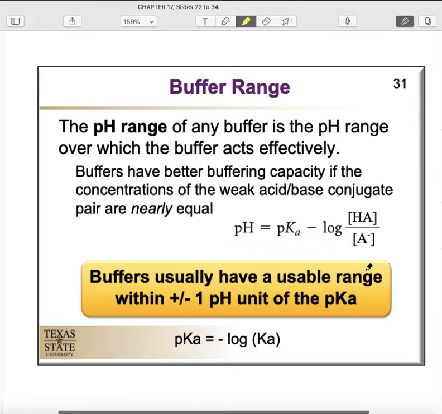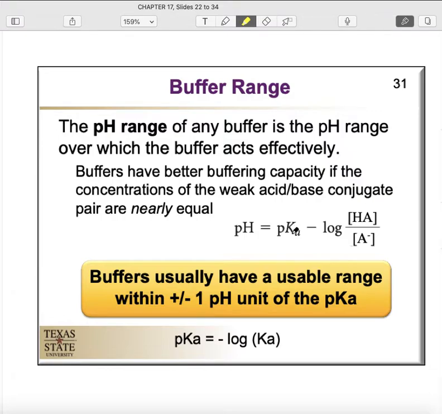Now, the second thing that we mentioned that is important for the effectiveness of the buffer is the buffer range. Buffer range is the pH range within which the buffer is effective. The buffers have better buffering capacity if the concentrations of the weak acid and the conjugate base are nearly equal, as provided by the Henderson-Hasselbalch equation. When I say nearly equal, it means that they don't actually have to be equal, because if they're equal, then this ratio is 1, and then the log of 1 is going to be equal to 0, in which case the buffer will only give you the pH which is equal to the pKa.